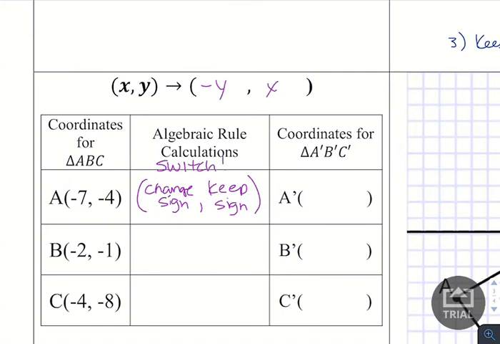Okay. Now this is again the most confusing and the one that we probably have to depend the most on our visualization to help us. But A prime should now be at 4 comma negative 7. So let's map it out. So 1, 2, 3, 4, and then down 1, 2, 3, 4, 5, 6, 7. So here's going to be our A prime.